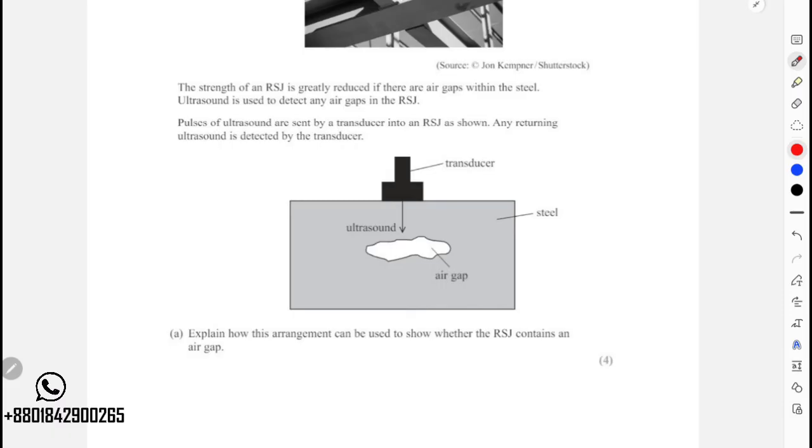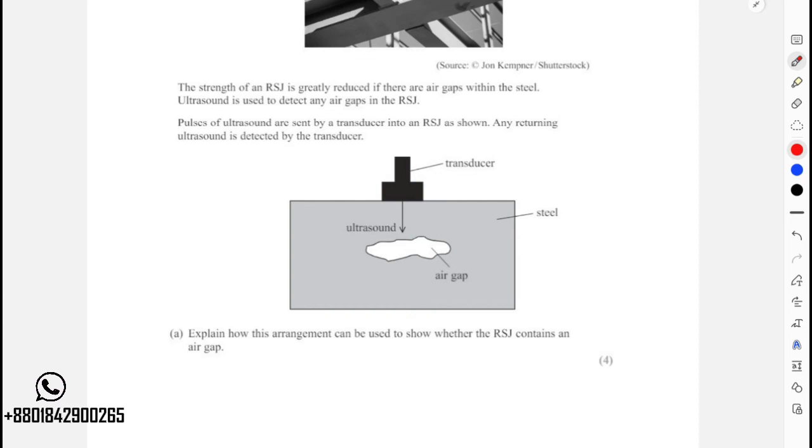Due to this decrease in density from steel to air, this ultrasound will be reflected, and that reflected ultrasound will be detected by the transducer again. And using that detector, it will also automatically measure the time that was taken by the pulse to be transmitted and received. This entire transmission and detection measures twice the time, right? Once for going and once for coming back.